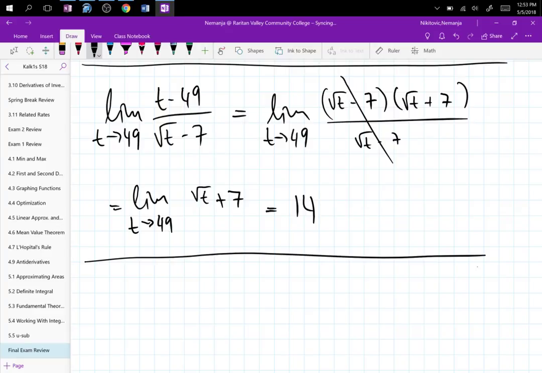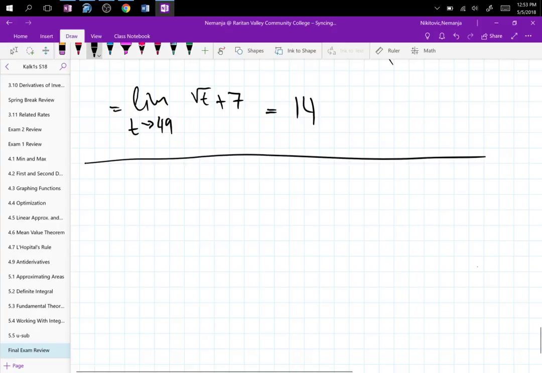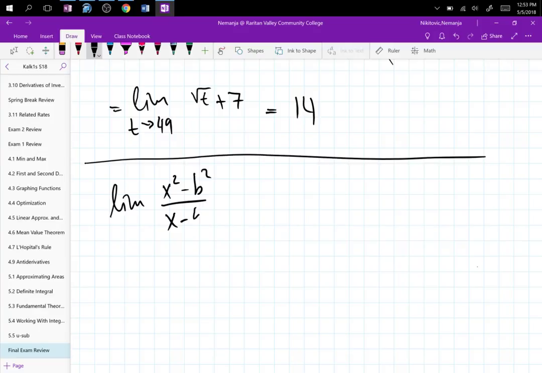It's the same, factoring. So you have the limit of x squared minus b squared over x minus b, where x goes to b. So this is technically a repeat of the first question. You factor the top, you cancel, and then you plug in b. So the answer is 2b. We had 2 times 7 is 14. Now we'll have 2 times b is 2b. So x goes to b. x minus b, x plus b.